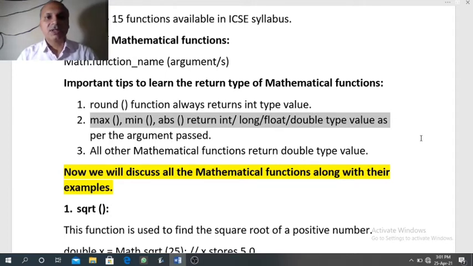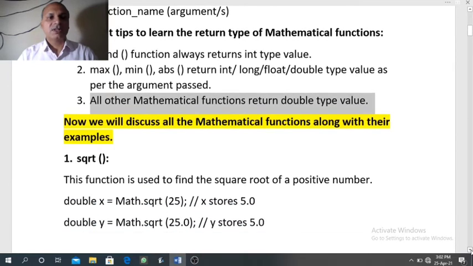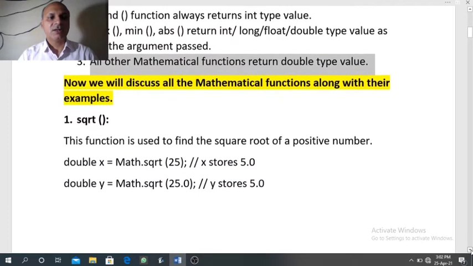So these 3 functions you have to learn separately: max, min and abs return the type of value depending on the argument. Now, all the other mathematical functions in Java return double type of value. We are going to study all these functions one by one, starting with sqrt.